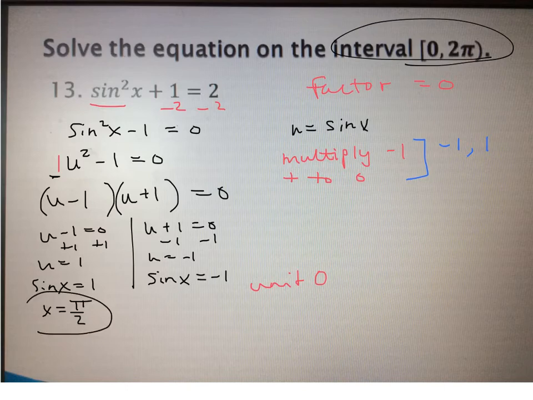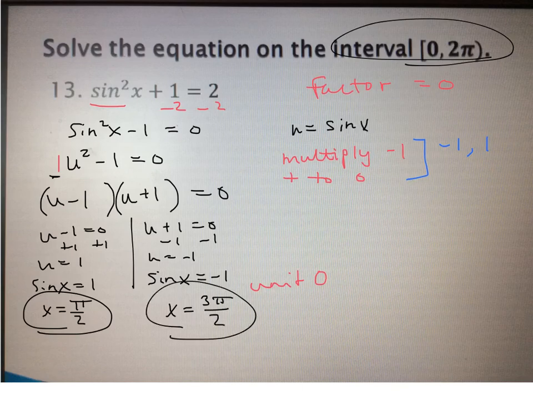So that's one solution. And then my second solution is where sine of an angle gets me -1, and that would be at 3 pi over 2, and that's my second solution.